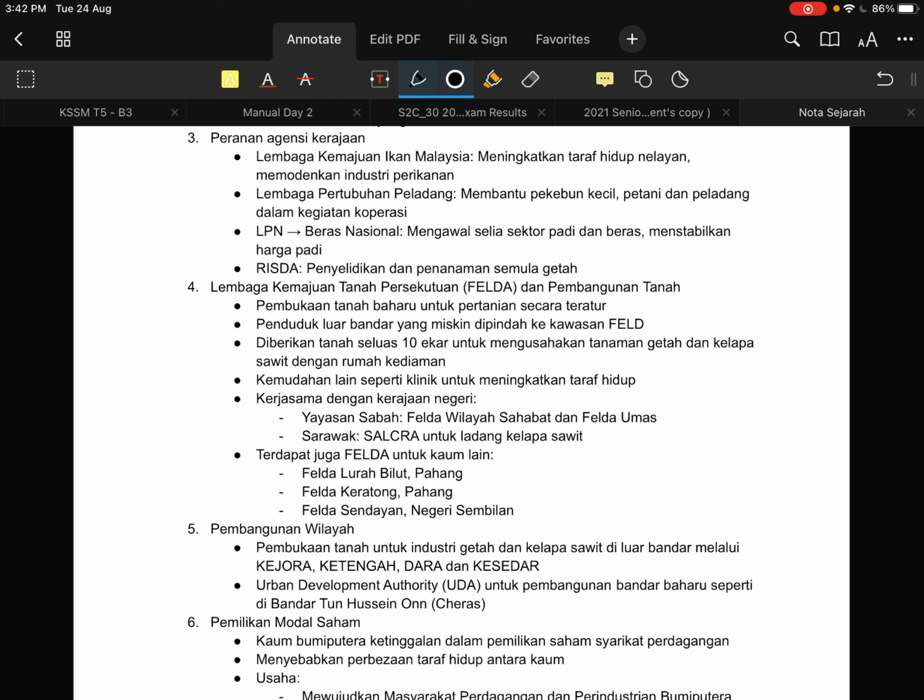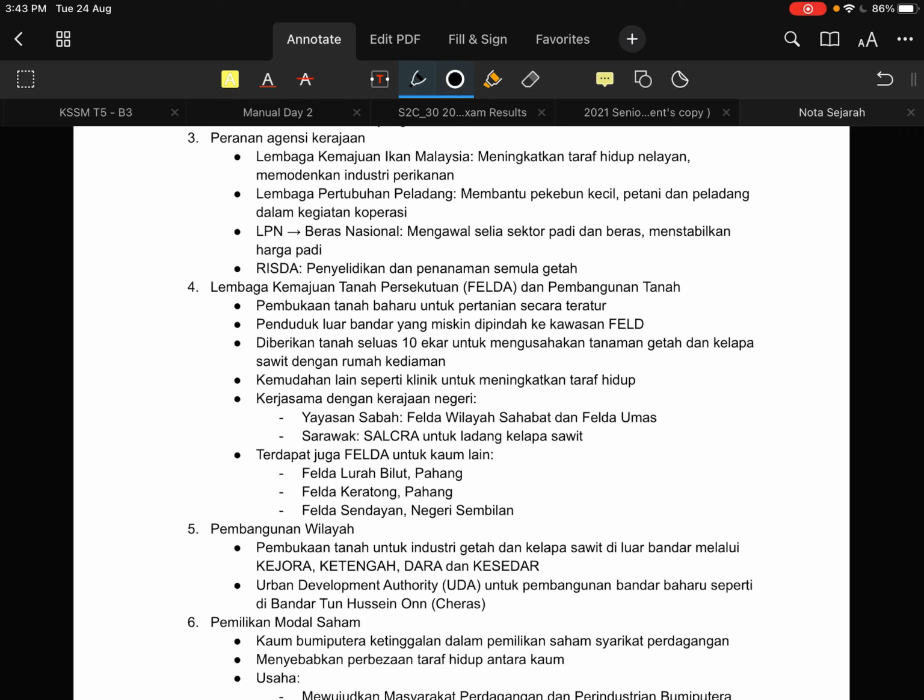And then they also have FELDA, Lembaga Kemajuan Tanah Persekutuan. So it's another agency, but they are mainly for the opening of land to develop land. Their main function is to open this land to help with farming. And then they invite people from rural areas to come to FELDA and do their work there instead, so that they have stable income, they have their own place to work, they have their own place to live. So FELDA is to help them with those stuff.